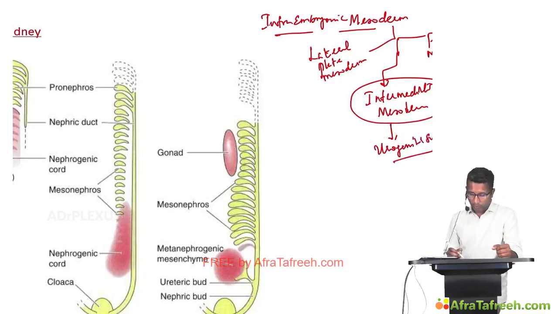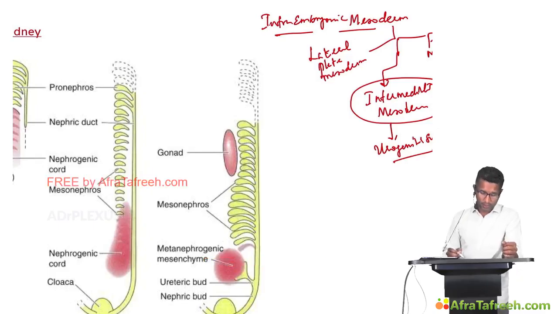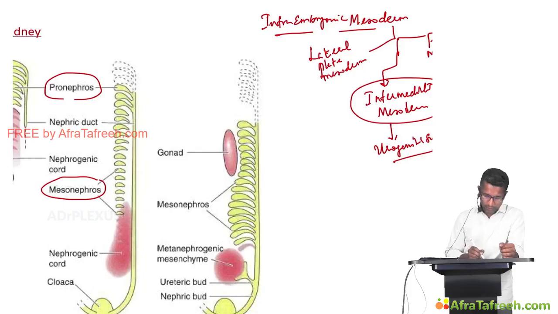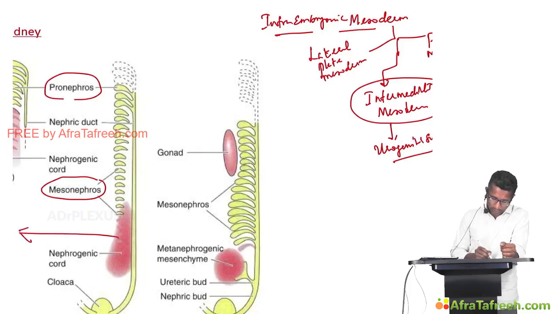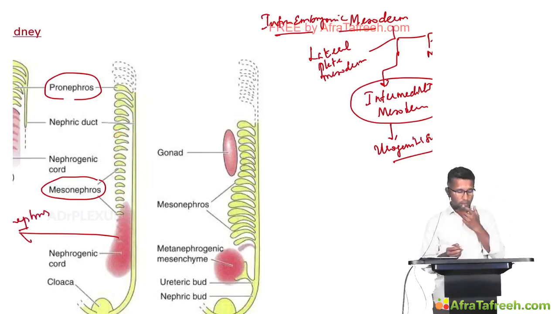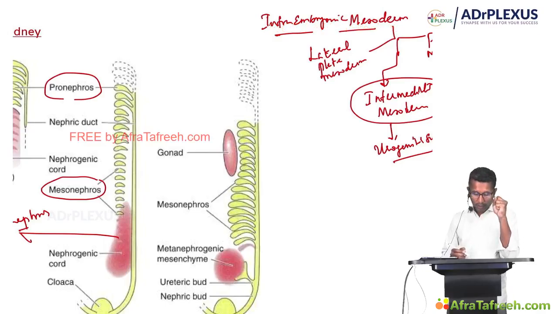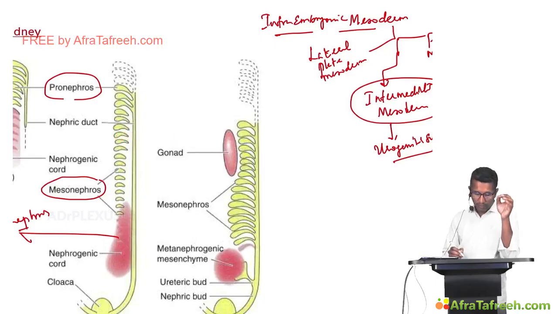If you see the intermediate mesoderm, it is divided into three parts. The proximal part is called the pronephros, the middle part is called the mesonephros, and the distal part is called the metanephros. Initially, when the child is developing, the pronephros doesn't function much and degenerates, but the mesonephros functions for a few days and acts as an excretory system. But the definitive kidney arises from the metanephros.